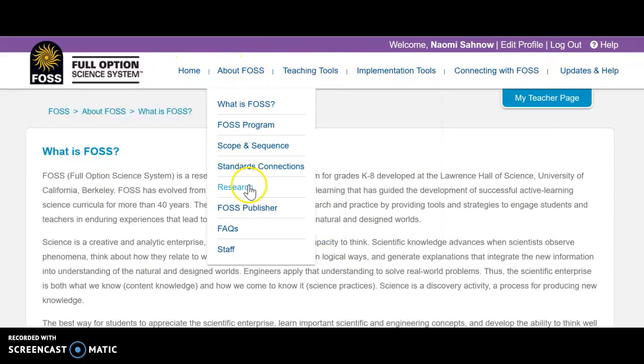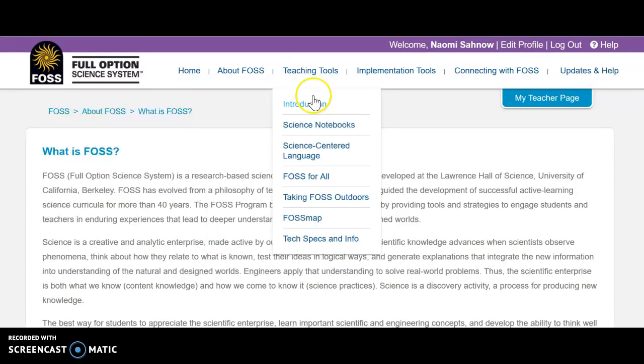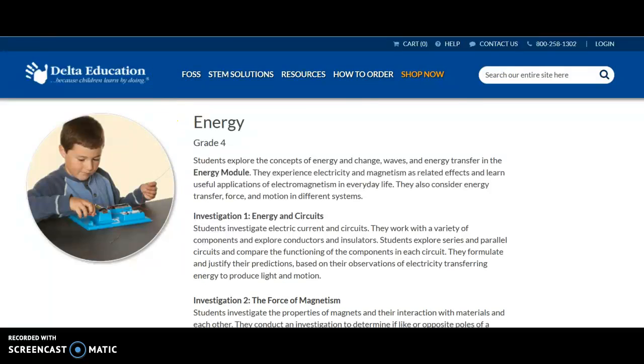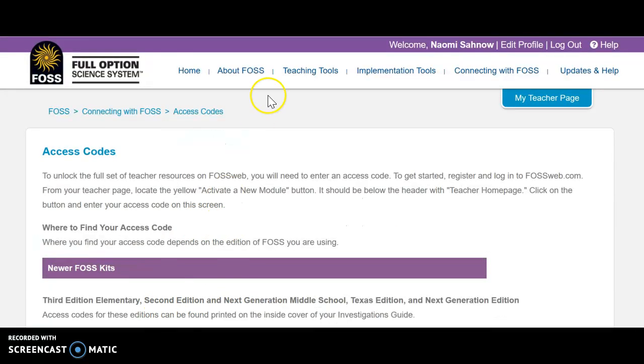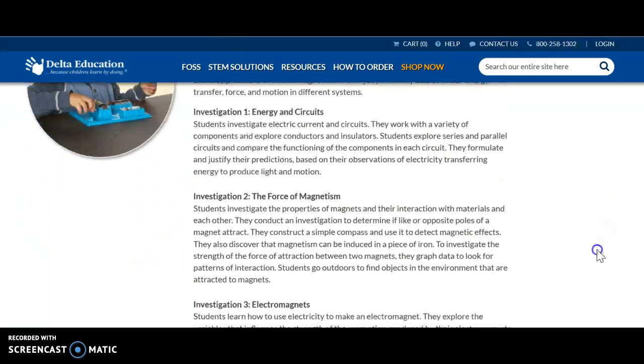Lays them all out for us here. We'll look through a few of them. fossweb.com is the URL. And let's see, we're going to look at cost first. I believe that's here. Cost, it depends.